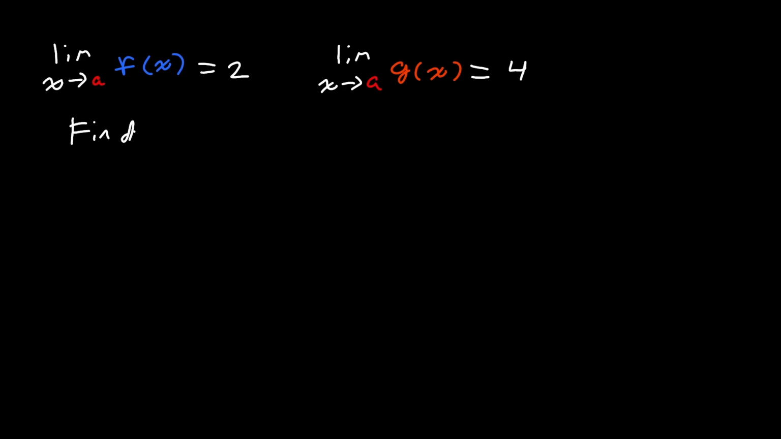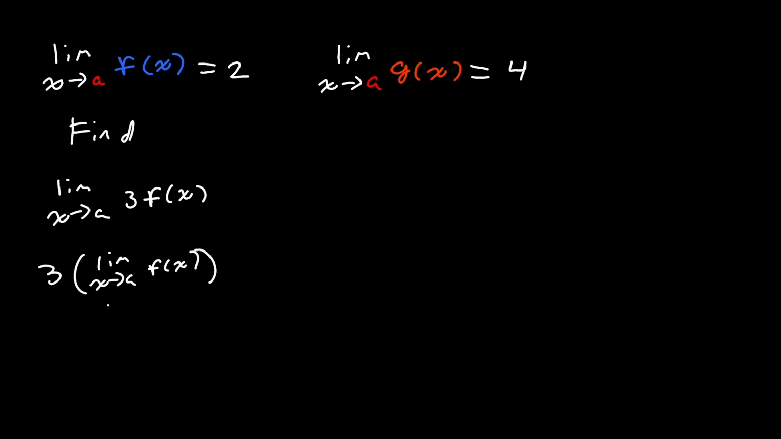Let's say we're asked to find the limit as x approaches a of 3 times f of x. By the properties of limits, we can take out the 3 as a multiple. So it becomes 3 times the limit as x approaches a of f of x. And we know the limit as x approaches a of f of x is equal to 2. So we can substitute it. So it's equal to 3 times 2, or 6.